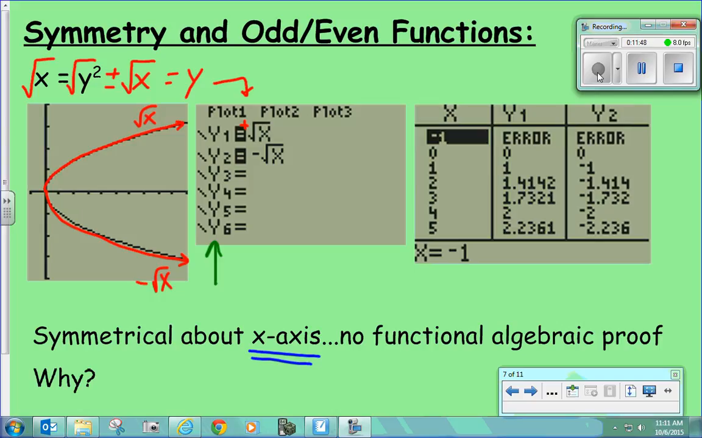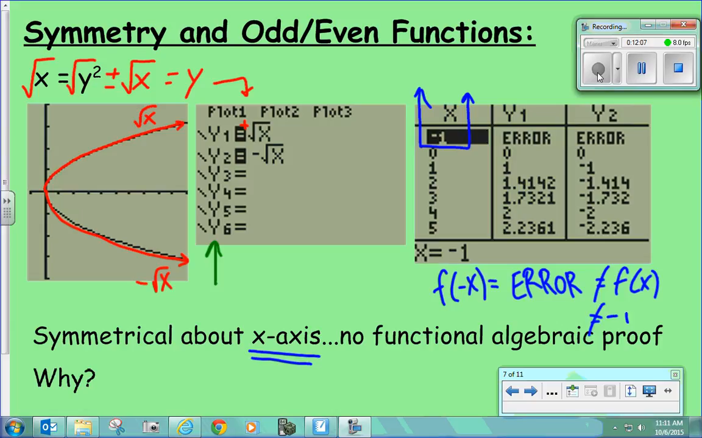Whenever I get a negative number under the radical, I get an error. So if I ever put in a negative x value here, from here on up, they will all give me errors. They will never equal f of x, and it will never equal the negation of f of x, because it will always give you an error. So if they give you a graph that looks like this one here and say, is this even? Don't fall for the trick, because it reflects over the x-axis. It needs to reflect over the y-axis.